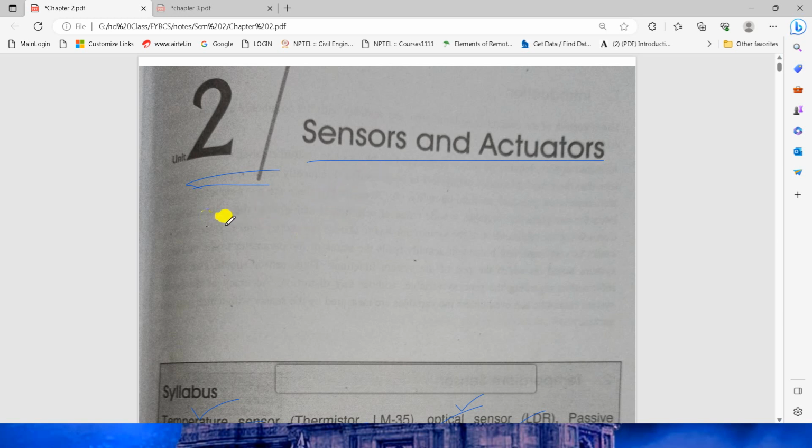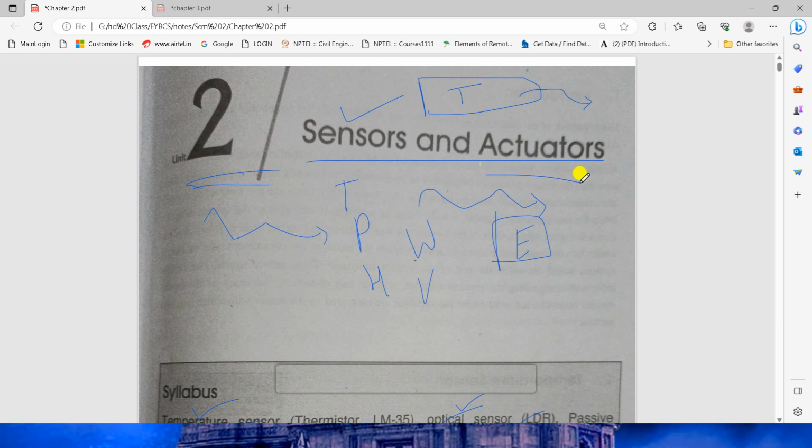Sensor senses physical parameters like temperature, pressure, humidity, wind speed, voice. These are all physical parameters, and these parameters are converted into electrical form. This is known as a sensor. Now the output of the sensor is processed by the transducer, and it produces the output in presentable form by using the actuator. What is meant by the actuator? The output part of the transducer is known as the actuator.